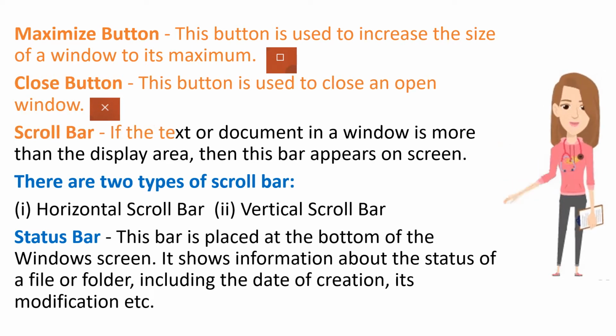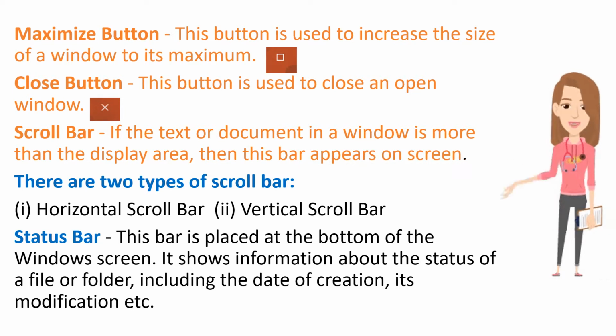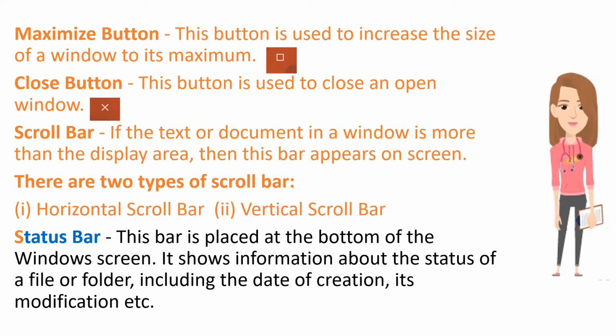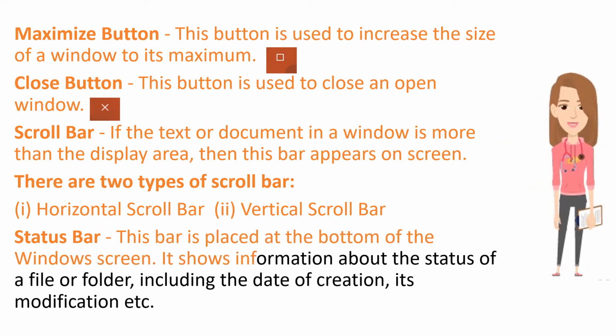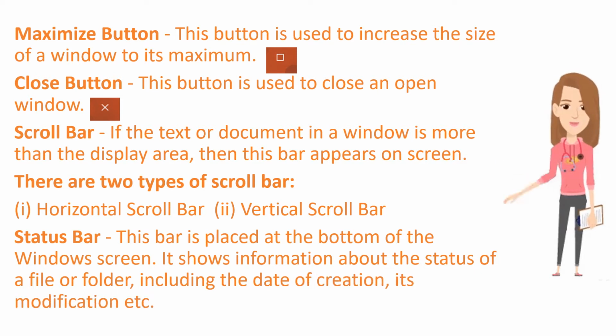Scroll bar. If the text or document in a window is more than the display area, then this bar appears on screen. There are two types of scroll bar. One, horizontal scroll bar. Two, vertical scroll bar. Status bar. This bar is placed at the bottom of the Windows screen. It shows information about the status of a file or folder, including the date of creation, its modification, etc.